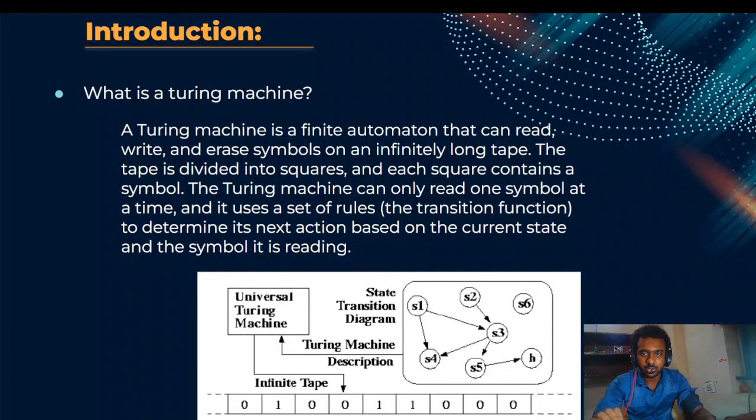A Turing machine is a finite automaton that can read, write and erase symbols on an infinitely long tape. The tape that is given here is divided into squares and each square contains a symbol. The Turing machine can only read one symbol at a time and it uses a set of rules to determine its next action based on the current state and the symbol it is reading.